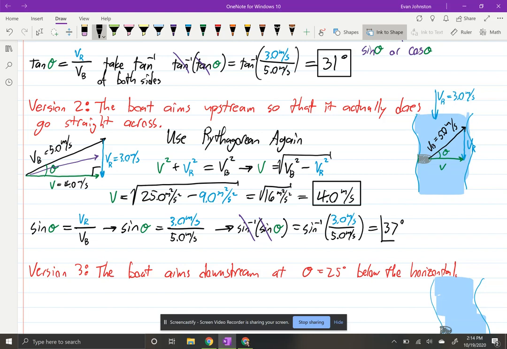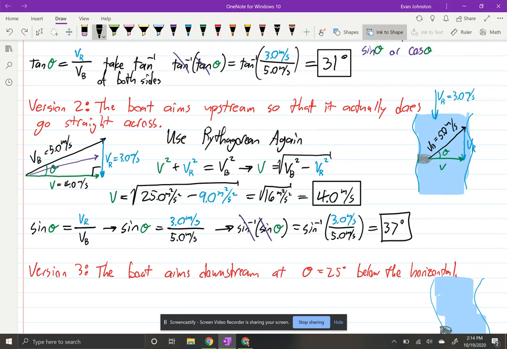And so that tells me that our boat had to be angled from the horizontal. So if our horizontal is like this line across, it had to be angled up there 37 degrees is what actually had to happen to result in the boat going directly across the river, just perfectly so.